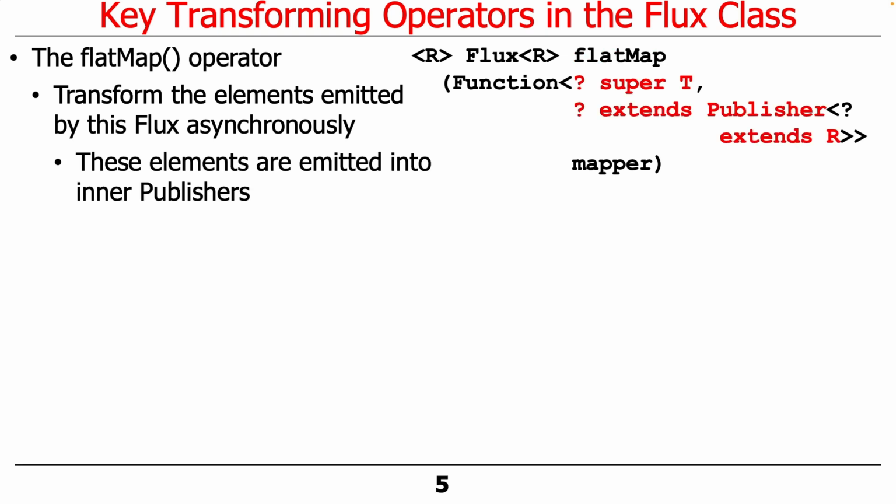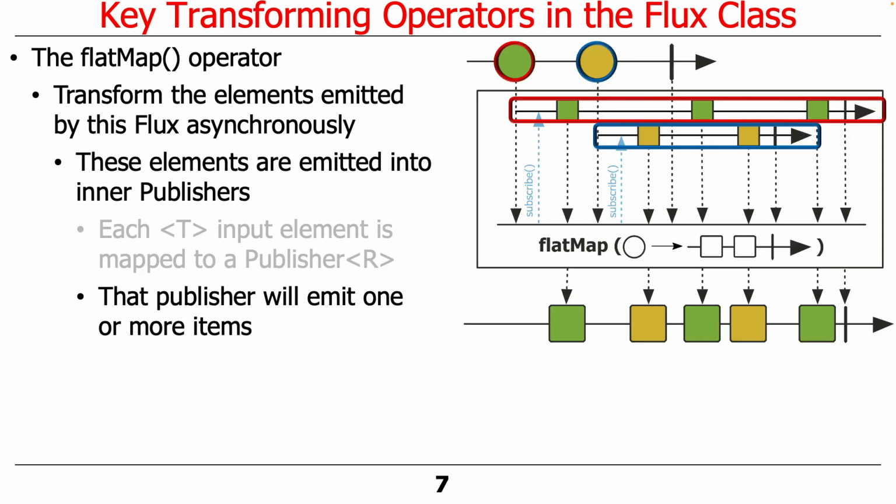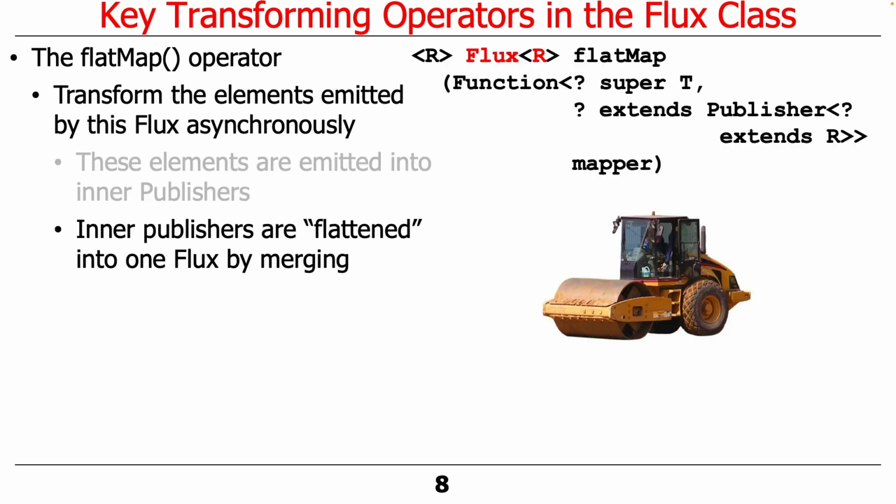In particular, the elements that it emits are emitted into something called inner publishers. And you can see this particular function, which is the mapper, has this inner publisher capability here as the second parameter to the function. So what happens is each input element that's coming from the prior flux, part of the stream, is then being mapped to some publisher in some way or another. And that publisher will then emit one or more items. It actually could emit 0 or more items. I should probably change that, because you don't have to emit anything. And that's one of the things that makes flatMap different from map. You don't have a one-to-one mapping.